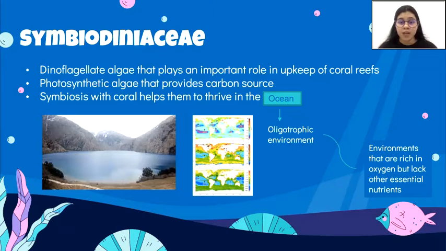Symbiodiniaceae is a dinoflagellate algae that plays an important role in the upkeep of the coral reef ecosystem. These microorganisms provide a source of carbon as they have the ability to photosynthesize, and this can help the corals, especially the ones at the surface of the water. The symbiotic relationship with Symbiodiniaceae helps them thrive in the ocean where there is a general lack of nutrients, as there are areas in the ocean that can be considered oligotrophic environments.